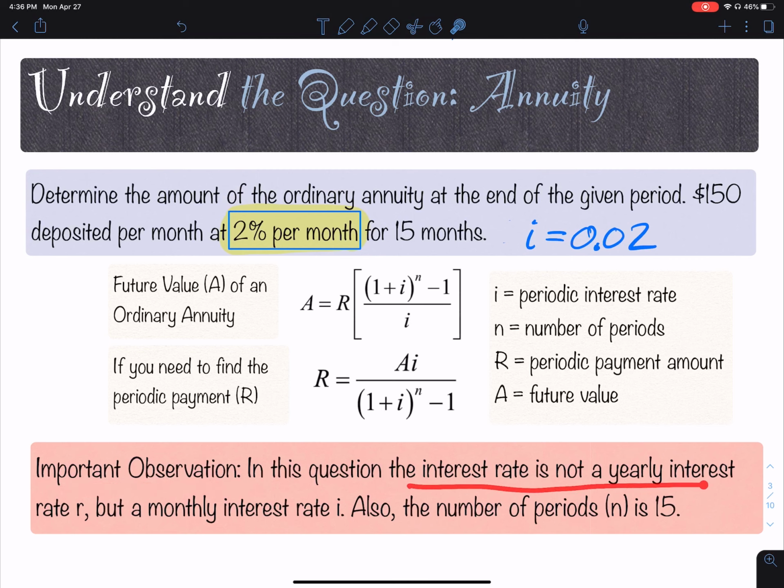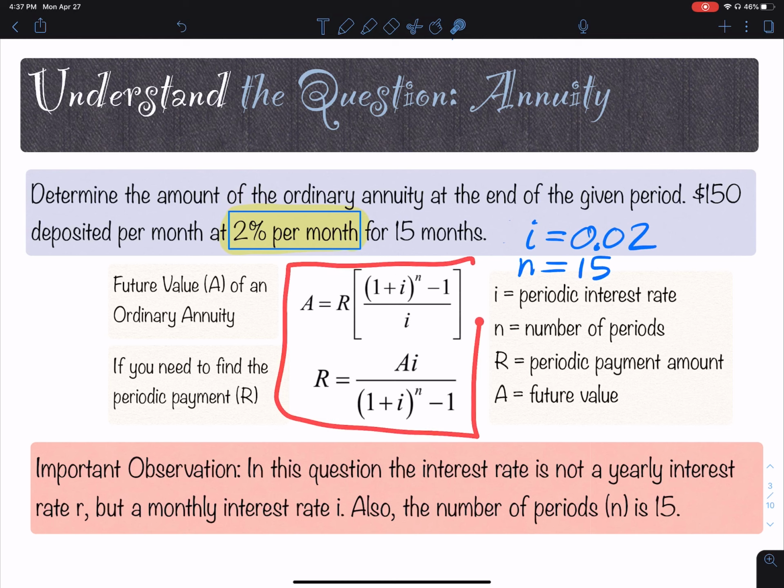The interest rate is not a yearly interest rate, r, but a monthly interest rate, i. Also, the number of periods is 15, because it's done for 15 months and you're being charged 2% per month. So everything is sort of in terms of months. We can say that n is just 15, and we don't need to multiply by 12. We also want to understand that annuity formulas have a positive exponent. Amortization questions have a negative exponent, so that's a little trick. A stands for the future value of the annuity, R stands for the recurring payments.